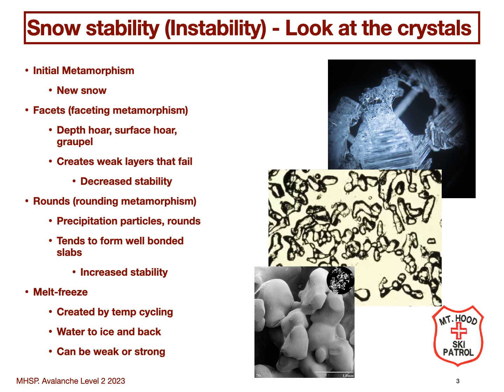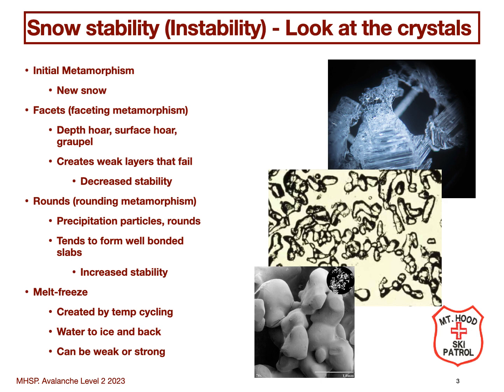Faceted metamorphism occurs in high temperature gradient environments and results in faceted crystals. Examples of faceted crystals include depth hoar, surface hoar, and graupel. Faceted crystals result in decreased snowpack stability. Rounds or rounding metamorphism occur in low temperature gradient environments. Examples of rounds include precipitation particles and rounds. Rounds tend to form well-bonded slabs and increase snowpack stability.